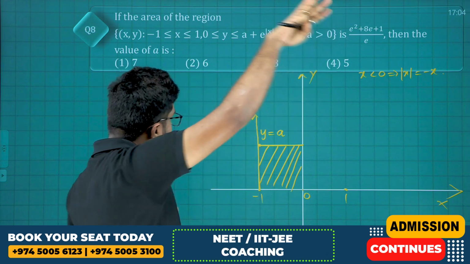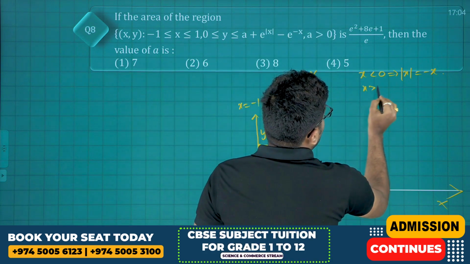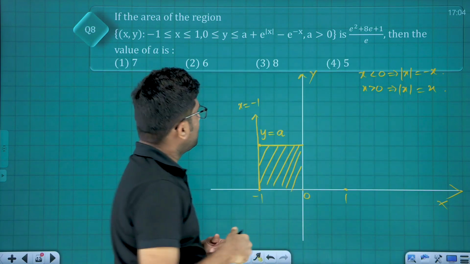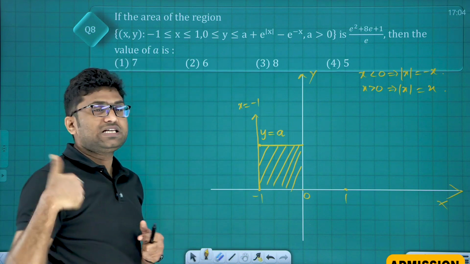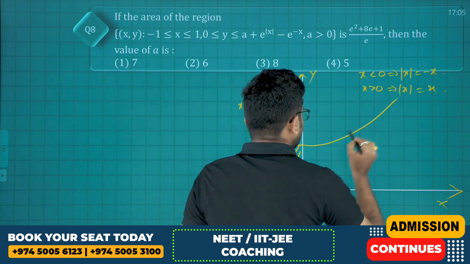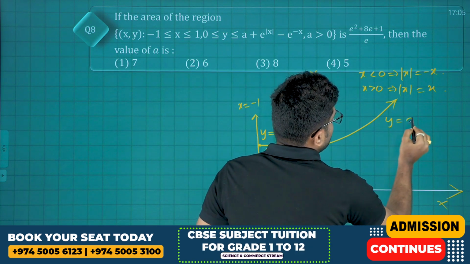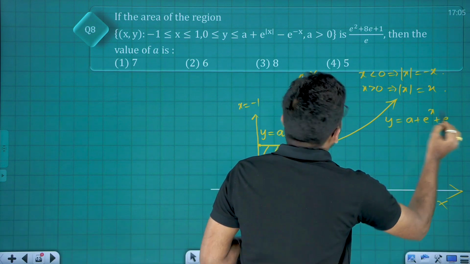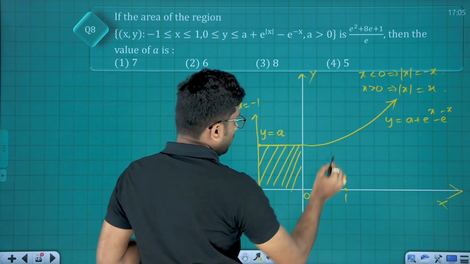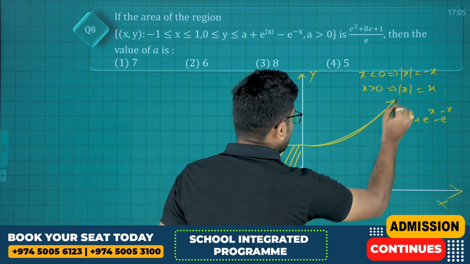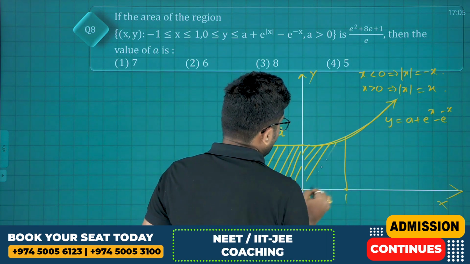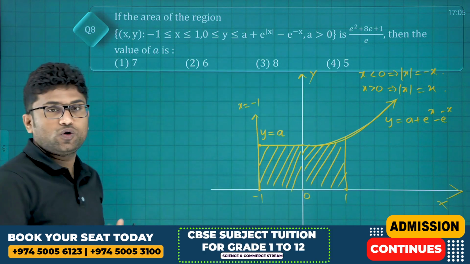Next, for x greater than 0, mod x is equals to +x. So when you take e power x, y is equals to a plus e power x minus e power -x, which is an exponential graph only, something like this. So this graph is y is equals to a plus e power x minus e power -x. So that too we need only till x equals to 1. So again this is another graph. So clearly I hope you have understood.